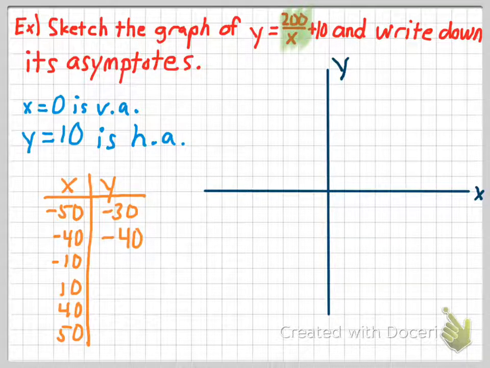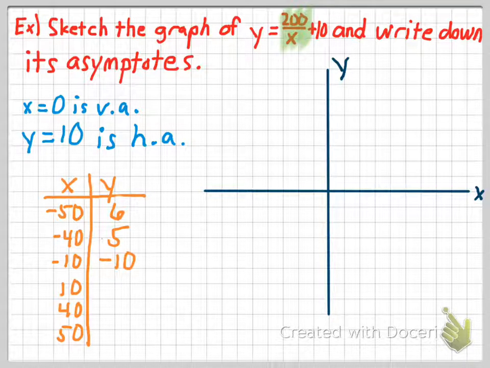Alright, my mistake. Don't like making these division mistakes right there. 200 divided by negative 50 is negative 4, isn't it? And then negative 4 plus 10 is 6. So that's what we ought to have right there instead of that negative 30. My mistake. 200 divided by negative 40 is negative 5. Plus 10 is 5. 200 divided by negative 10 is negative 20. Negative 20 plus 10. Am I getting that right? I feel like I'm missing that for some reason. No, that's right. Negative 20 plus 10 is going to give you negative 10.